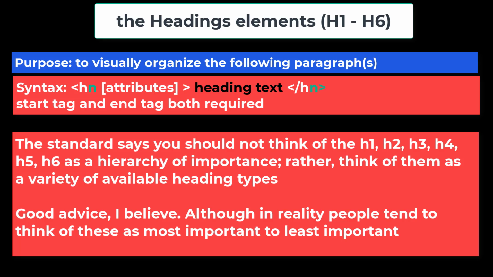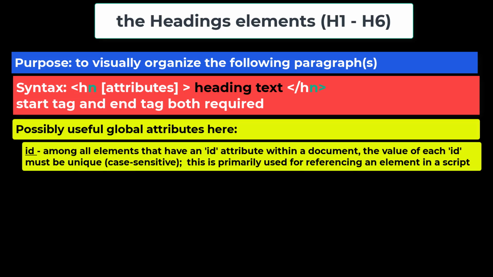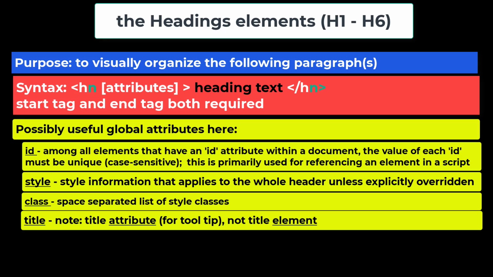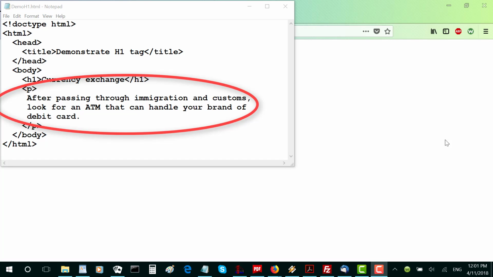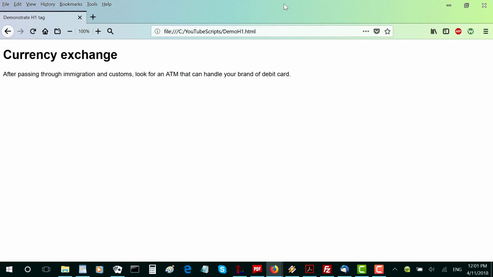The standard says you should not think of the H1, H2, H3, H4, H5, H6 as a hierarchy of importance. Rather, think of them as a variety of available heading types. Good advice, I believe, although in reality, people tend to think of these as most important to least important. The global attributes you might use here are the usual suspects, so there's nothing new to say. In this example, we have an H1 tag, currency exchange, followed by a paragraph with more information. Putting this in a browser displays it like this.